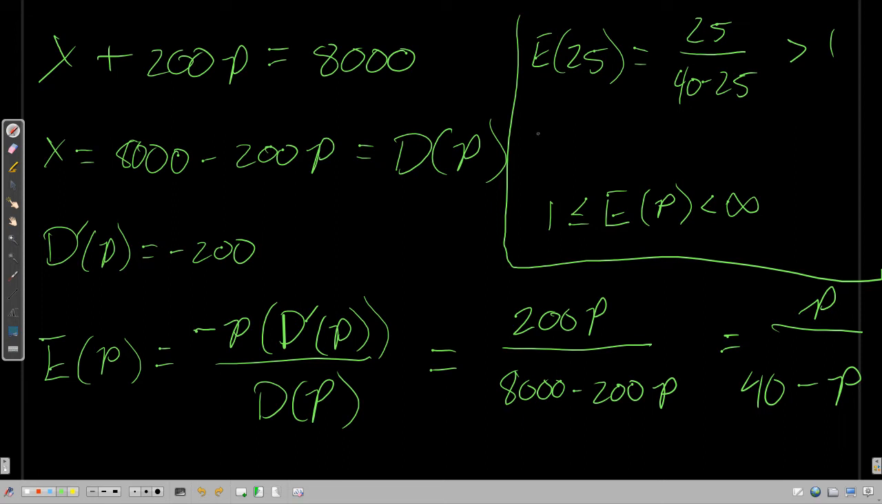As P, so observe that as P goes to 40, you can see that E of P goes to infinity. And this would be going to 40 from the left.